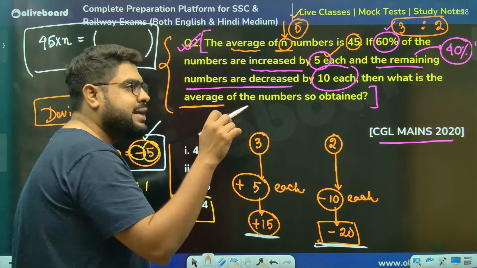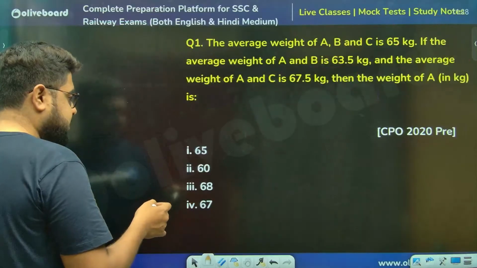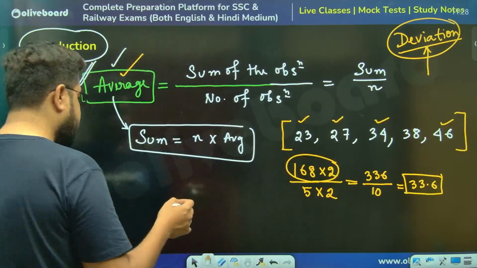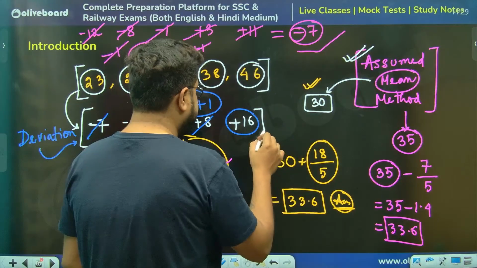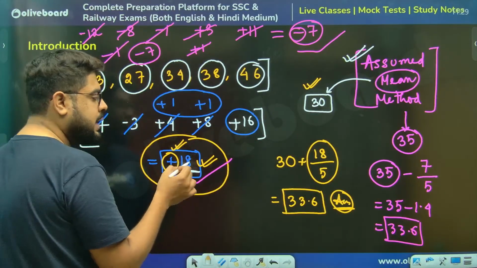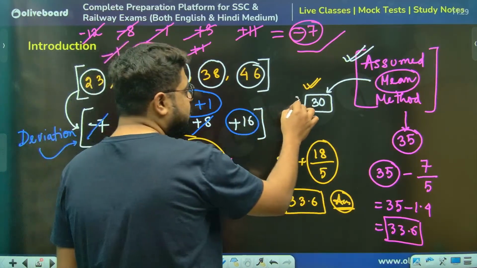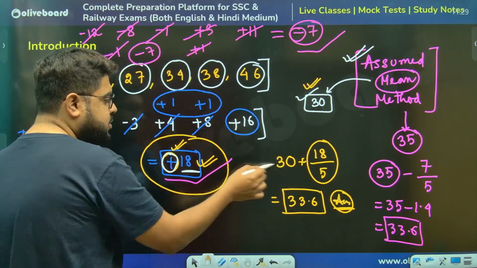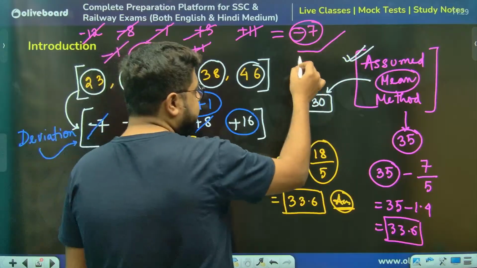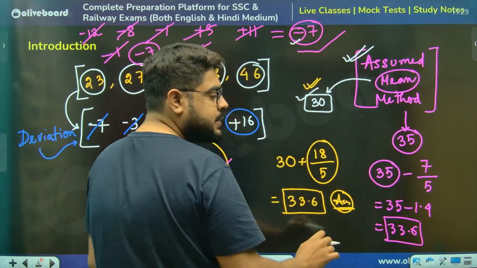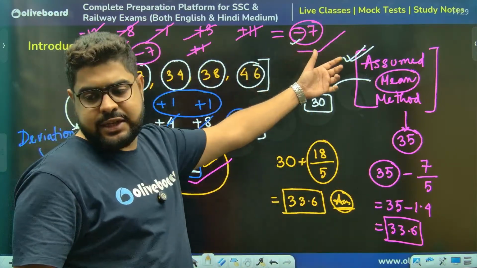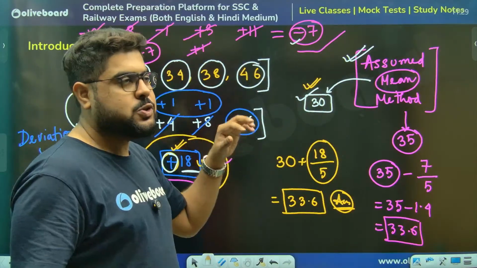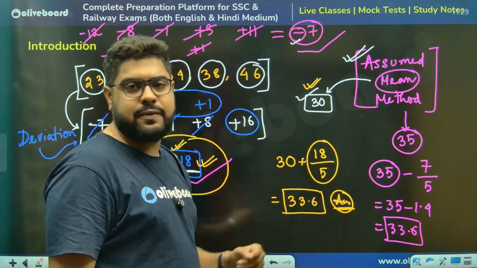Now, what is the new average? We actually did this. What was our new average? Whatever our old average was, plus or minus depends on the sign of the deviation. If this is plus, it will be plus. If this is minus, then we'll take minus. And whatever the deviation is, we distribute it among all the members. There are 5 members here, so divided by 5.